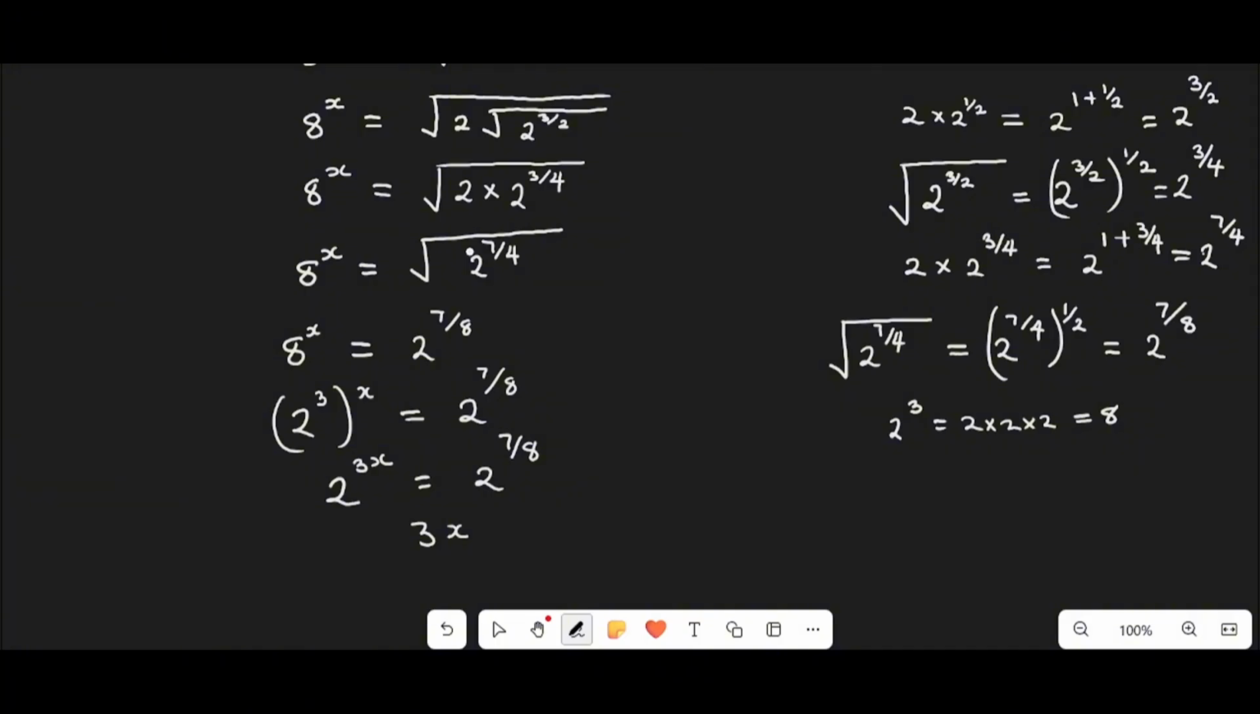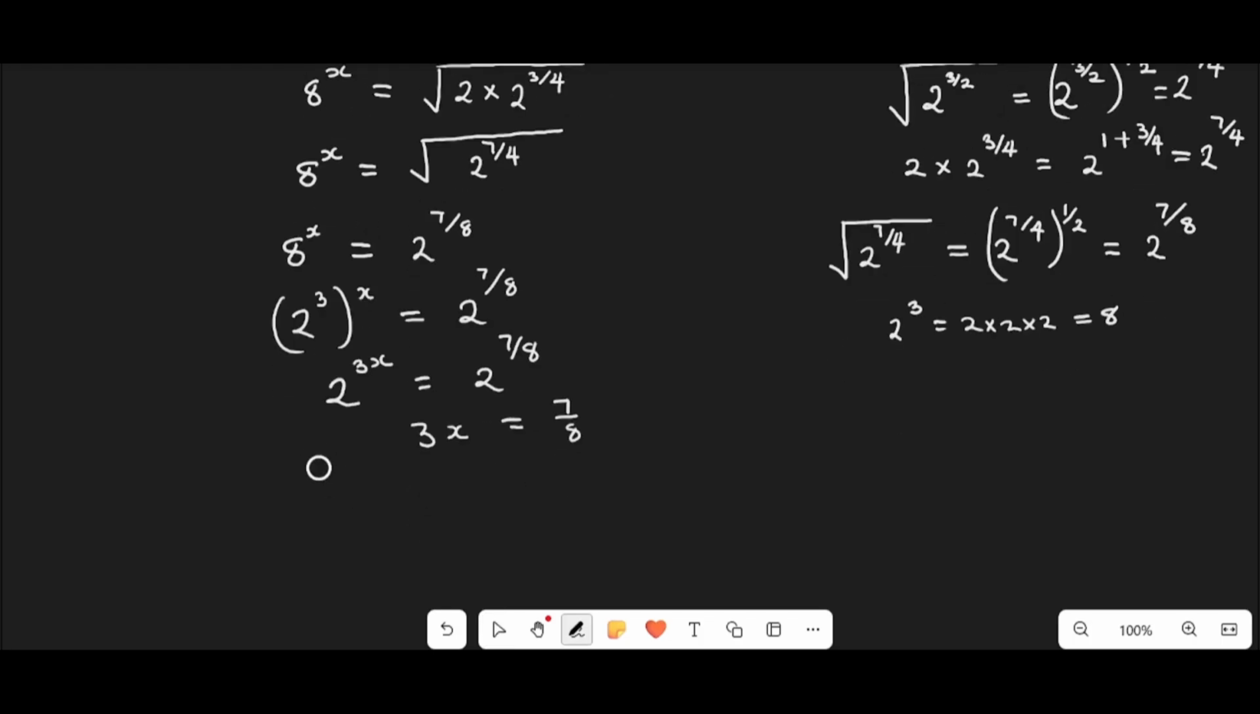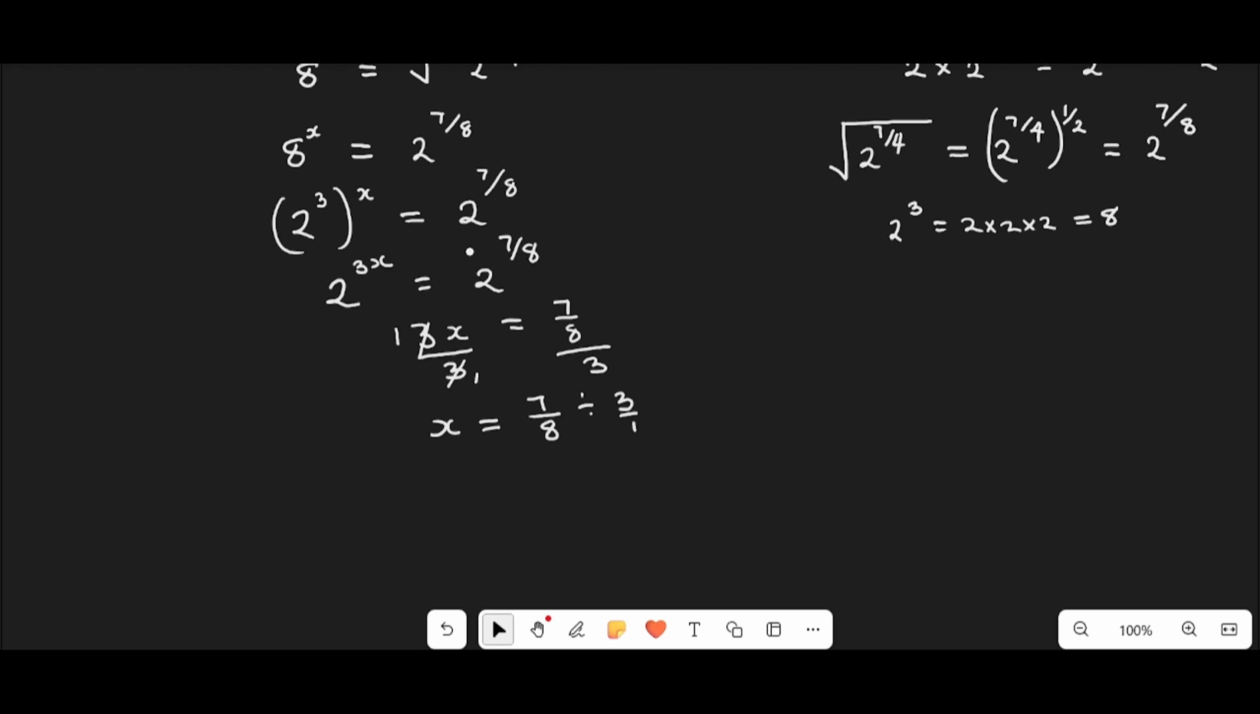3x is equal to 7 over 8. Now to determine the value of our x, let us divide both sides by 3 over 3. 3 here 1, 3 here 1, x equal to, this expression can be written as 7 over 8 divided by 3 over 1, and x equal to 7 over 8 multiplied by 1 over 3, and x equal to 7 over 24.